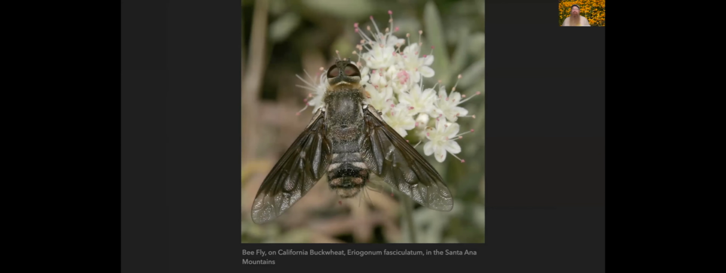Here's a bee fly. This group of flies kind of looks like bees, and some of them make a buzzing sound like a bee. Might fool you, but they eat pollen. Can't sting you, can't bite you. They eat pollen. Major pollinator, really important.